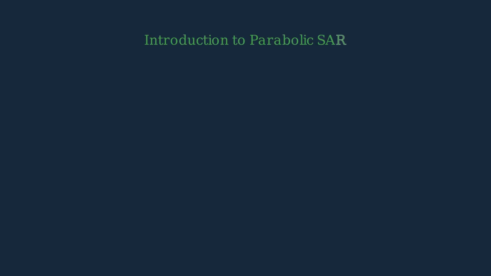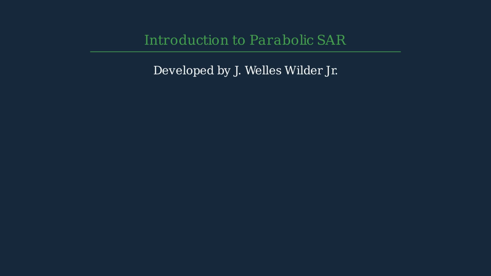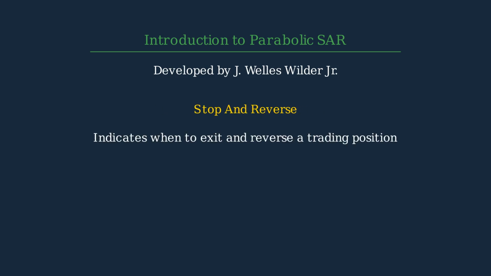Parabolic SAR is a powerful technical analysis indicator developed by J. Wells Wilder Jr. in the late 1970s. SAR stands for stop and reverse, indicating its primary function of determining when to exit and reverse a trading position.